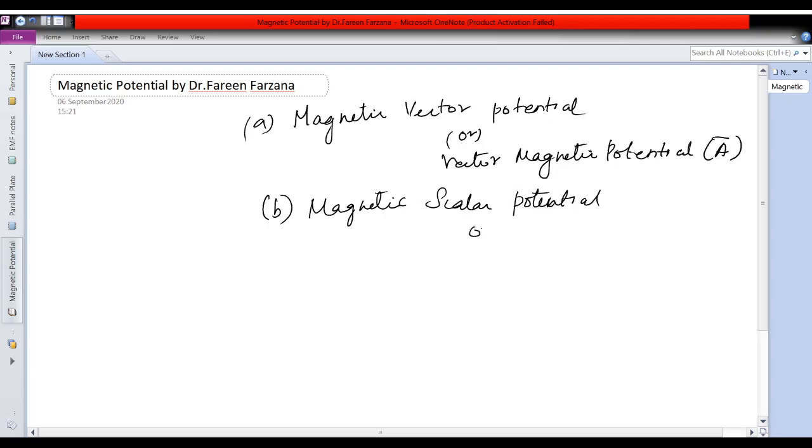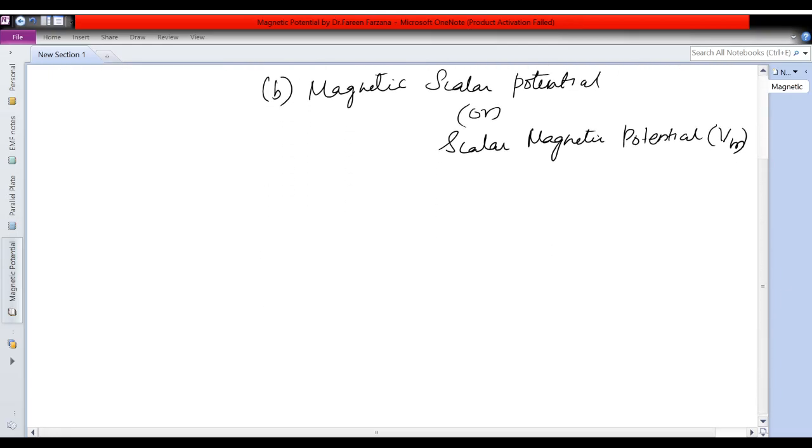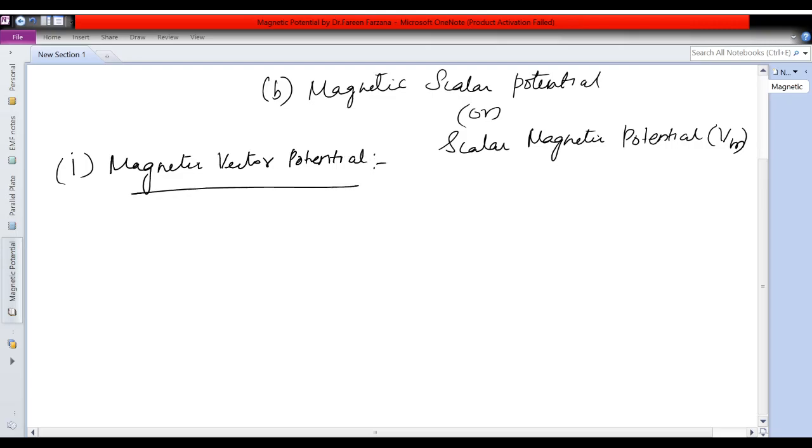magnetic scalar potential, or it can also be called scalar magnetic potential, which is denoted by U. Okay, now when we start with the first one, magnetic vector potential, I should justify why potential is a vector here. So to start with, first is why potential is a vector. Why?